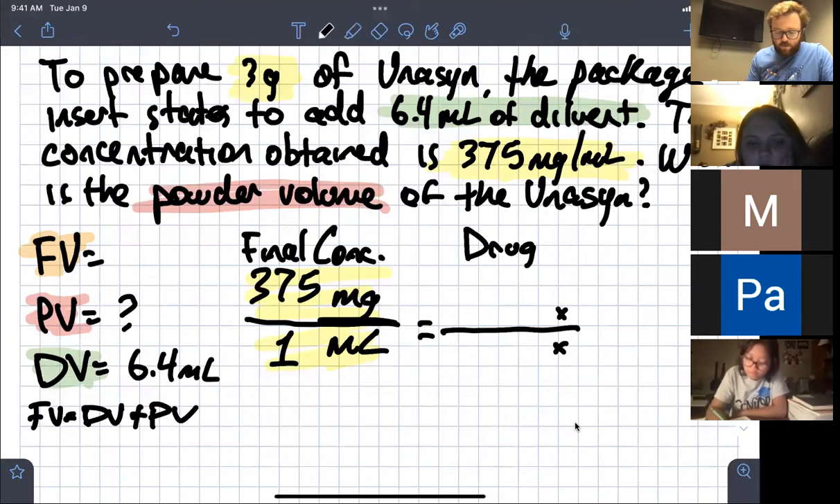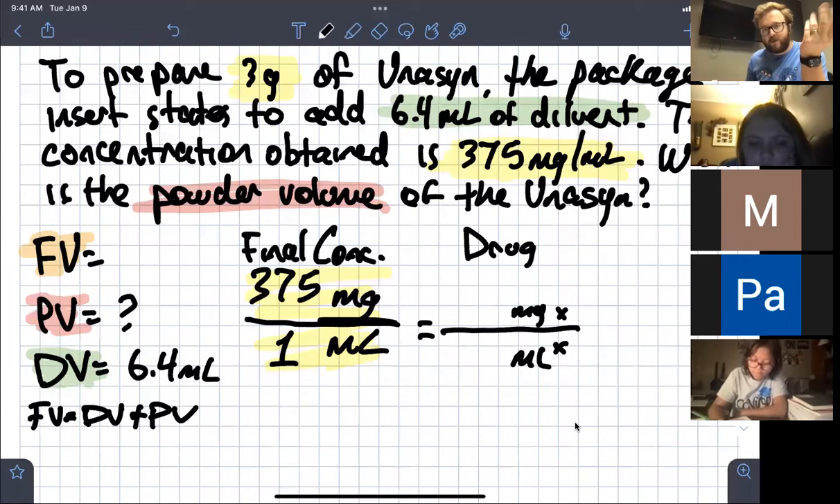Right here, 3 grams. So I need to put 3 grams somewhere. And if I know anything about proportions, I know milligrams is on top and milliliters is on the bottom. We already know there's a problem here. I have grams and not milligrams. So just knowing what you know, do you know how many milligrams are in a gram? Or what is my answer? 3 grams is how many milligrams?